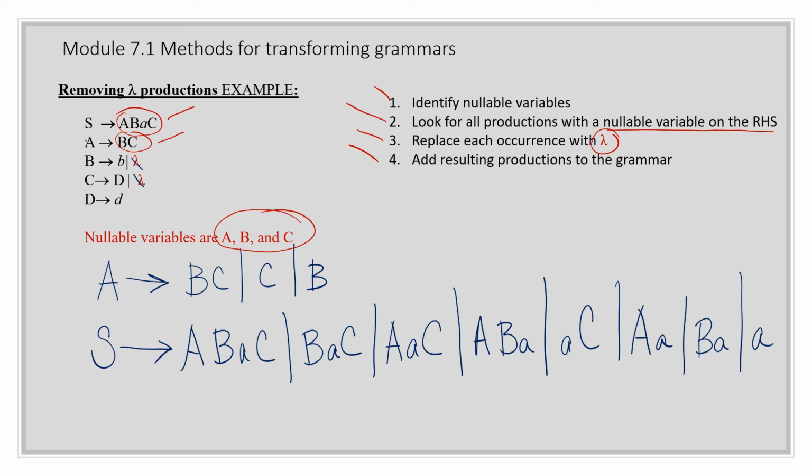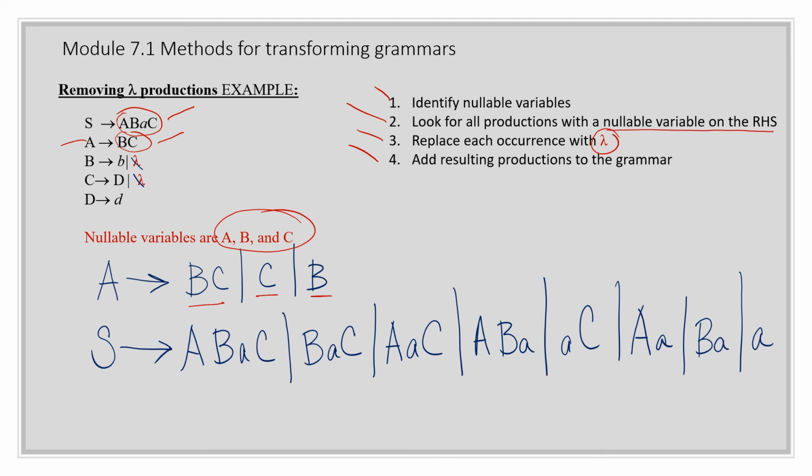So I'll start with A. I have B, C. So that is a production, and I'm going to keep that production. Then I'm going to replace the B with lambda, and it will give me the production C. And then I'm going to replace the C with lambda, and that'll give me the variable B. Then we did the other one. We have A, B, A, C, so I methodically went through it.